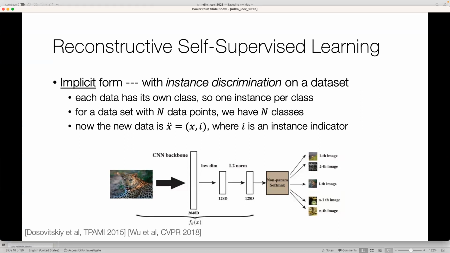And in this way, the new data can be viewed as X double dot. It includes the original image X, but it will also have an instance indicator I to indicate which instance it is. And the task is trying to predict the instance index as part of X double dot. So in this sense, this is still reconstructive learning for instance discrimination.